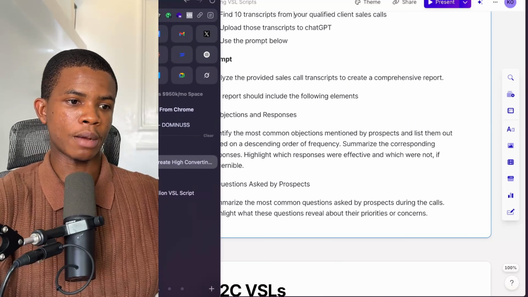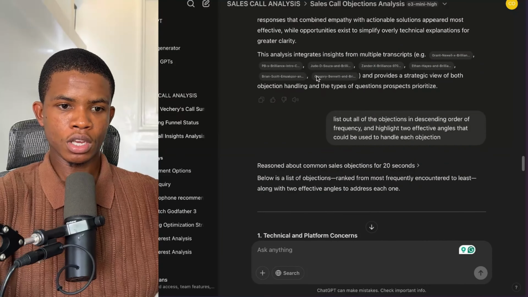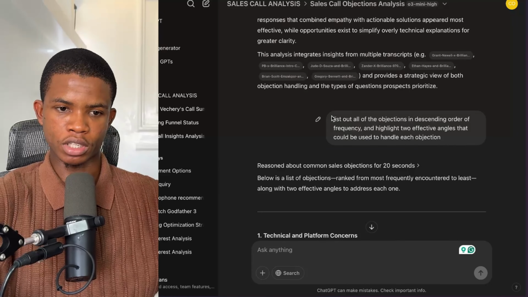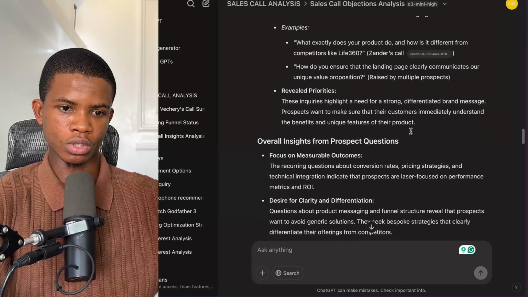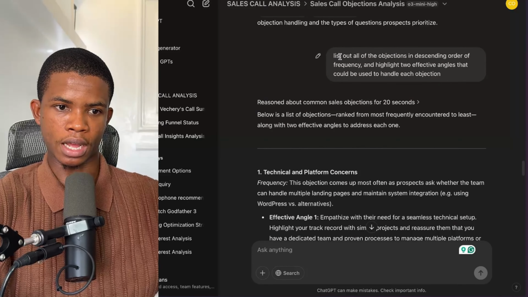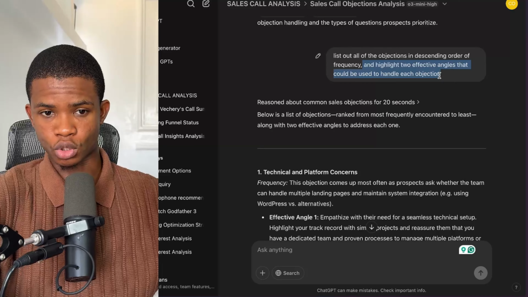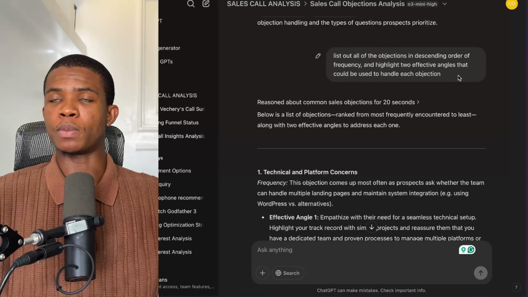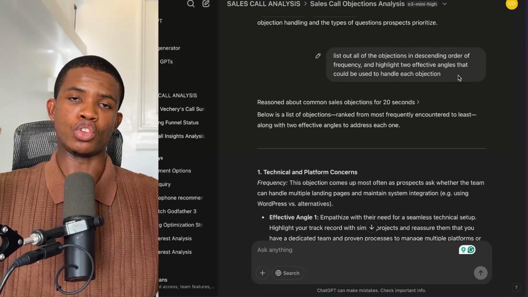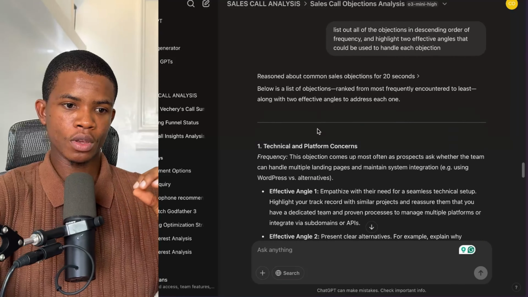So let's look at an example here. If you take a look at this, I pasted in the prompt. I didn't paste the entire prompt, but this is a part of the prompt, which is the last area. I already did the first part. So this is me listing out the objections and their frequencies. And I was also asking for 2 effective angles. I wouldn't recommend you do this. You can definitely try it, but I think you should come up with angles that are going to be effective to handle these objections.